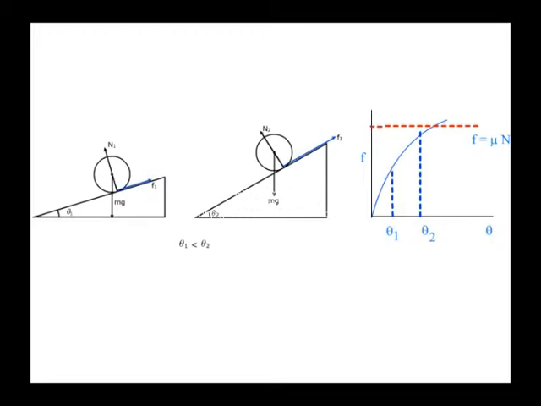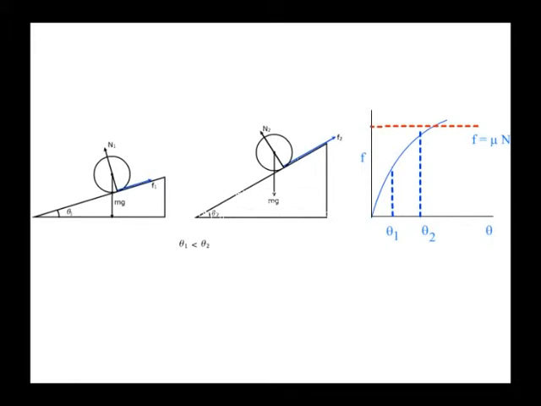Let's take a closer look. As theta increases, the linear acceleration down the incline g sine theta also increases. And to accommodate this increase, the angular acceleration alpha must also increase for the cylinder to continue to roll without slipping. But for alpha to increase, the torque provided by static friction must increase. Therefore, the static frictional force also must increase.